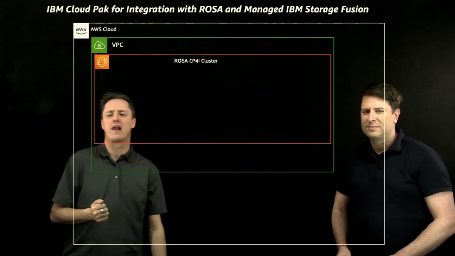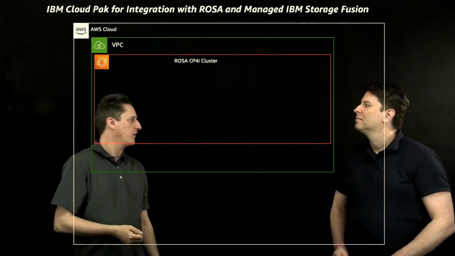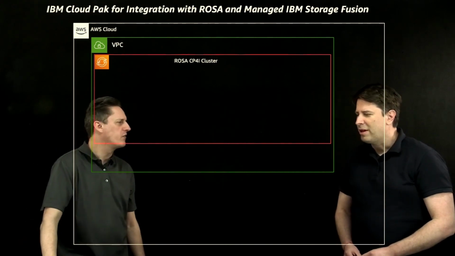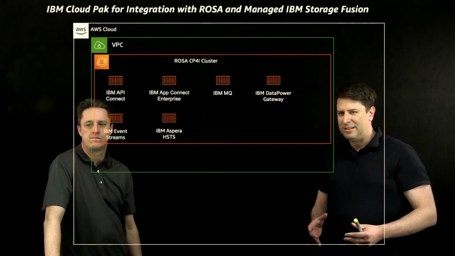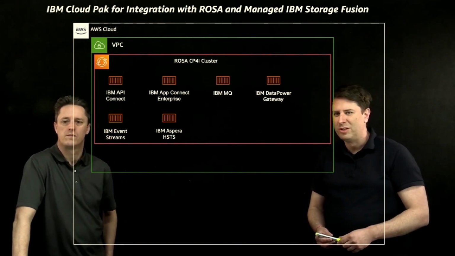So we have that ROSA layer. The Cloud Pak is essentially just a collection of containerized workloads. What's actually under the hood? What are the IBM software components there? So IBM has bundled together their software stack that has similar use cases. So in this case, it's all about middleware integration software.